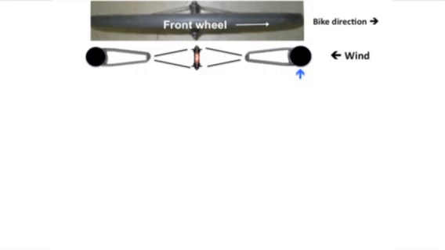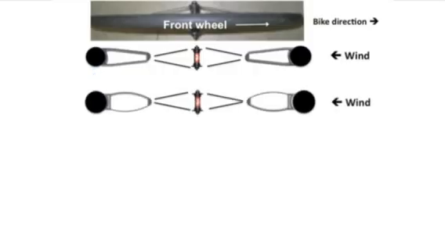The first obstacle is the tire on the front of the wheel. After it gets around the tire, then the wind has to get around the rim. As it goes to the other side of the wheel, the wind has to get around the rim, and then it has to get around the tire.